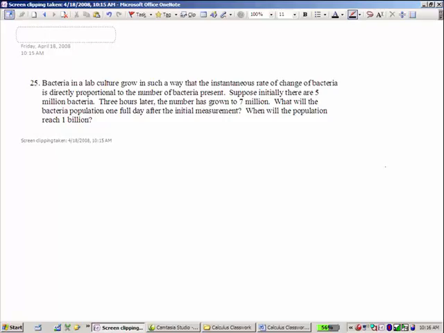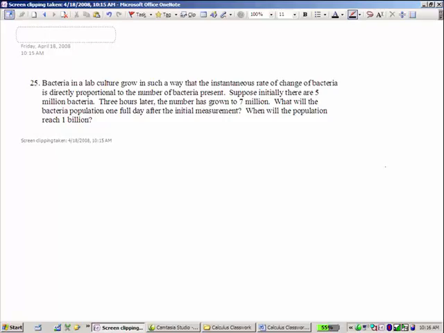All right, so Mike, read for us. Bacteria in a lab culture grow in such a way that the instantaneous rate of change of bacteria is directly proportional to the number of bacteria present. All right, that sentence is really, really important, and it says a lot. So, can you read it again?